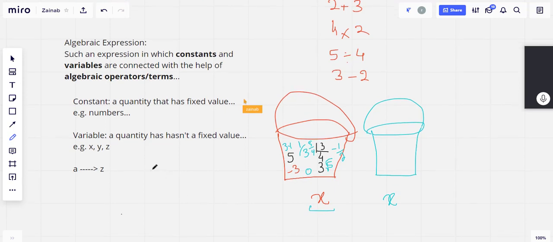Like if I write here x plus 1 equals 0. So now you tell me, what should I add with 1 to get 0?